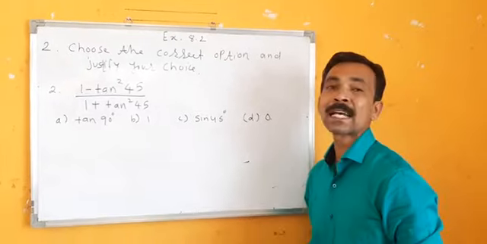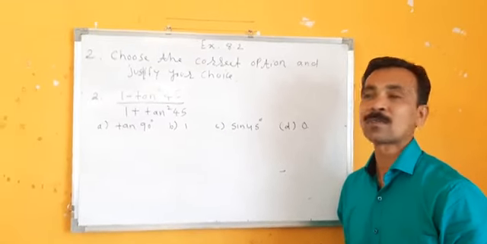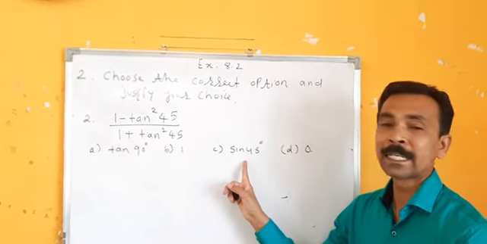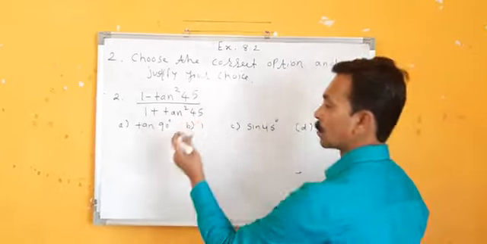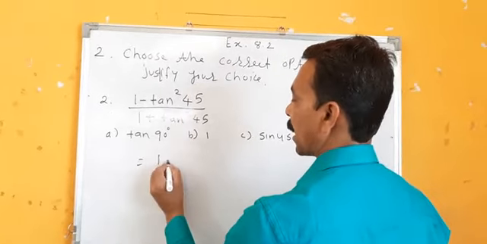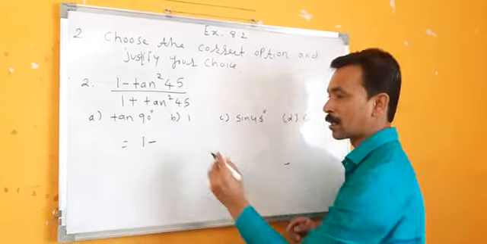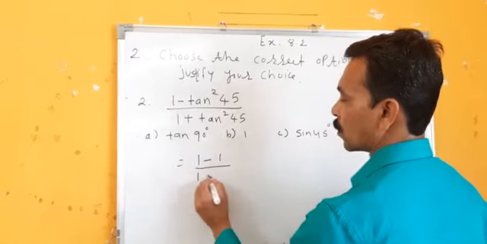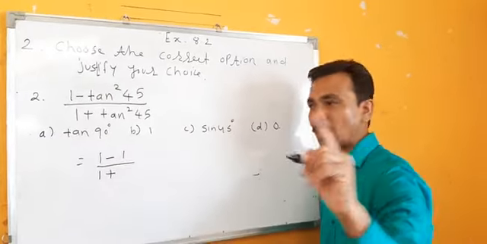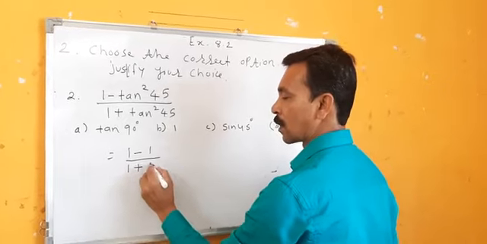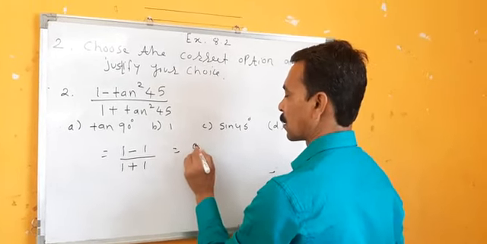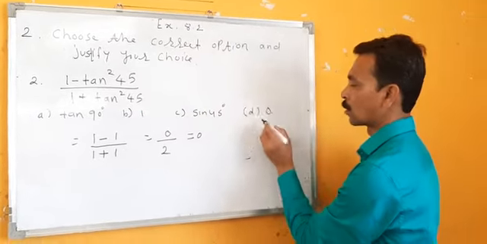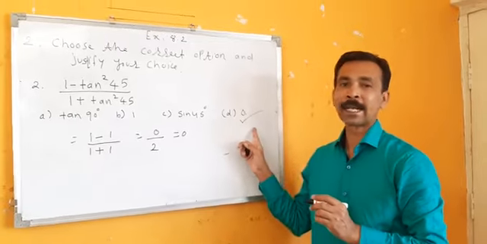Second is 1 minus tan square 45 upon 1 plus tan square 45. And the options are A, tan 90, B, 1, C, sin 45, D, 0. I'll place the values. Tan 45 is how much? 1. So tan square 45 is 1 square, which is 1. Upon 1 plus tan square 45, again 1. 1 minus 1 is 0, 1 plus 1 is 2. 0 by 2 is equal to 0. So D is the correct option.